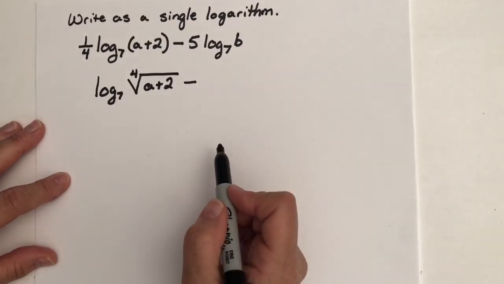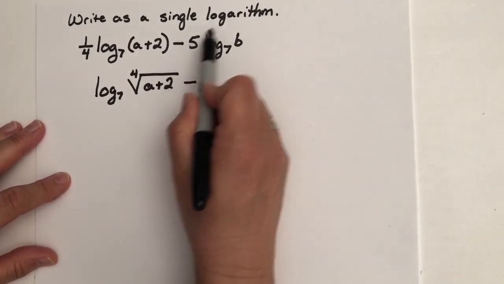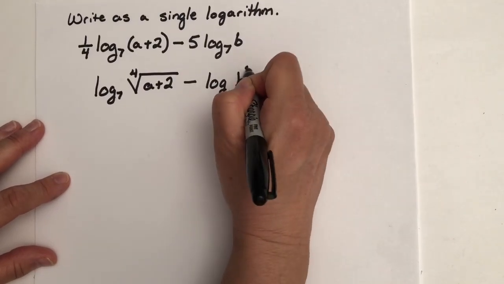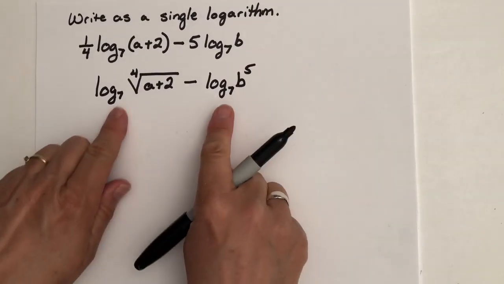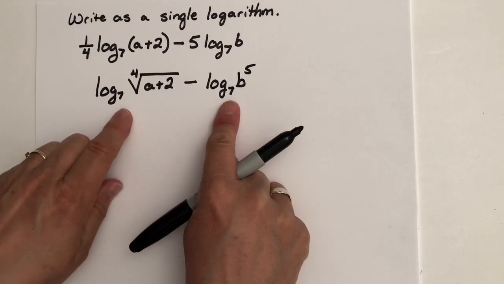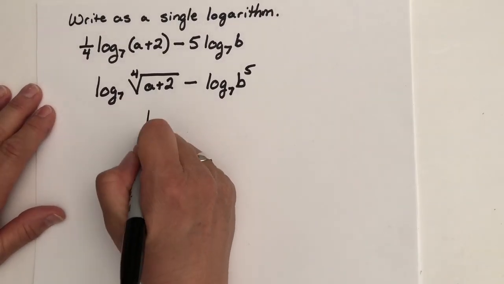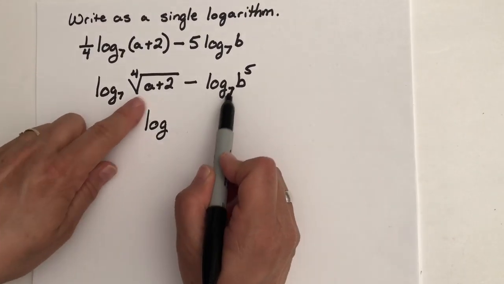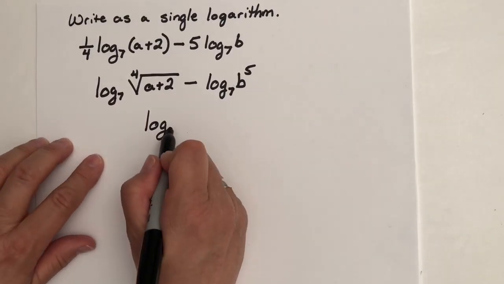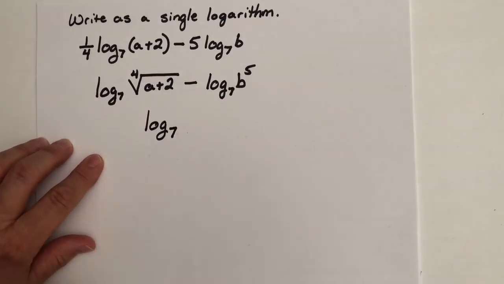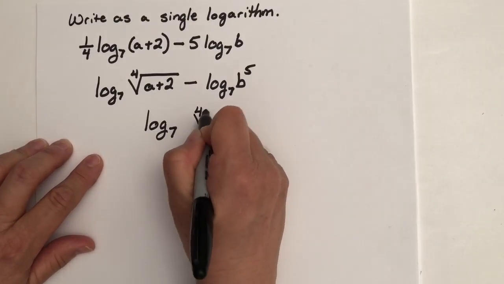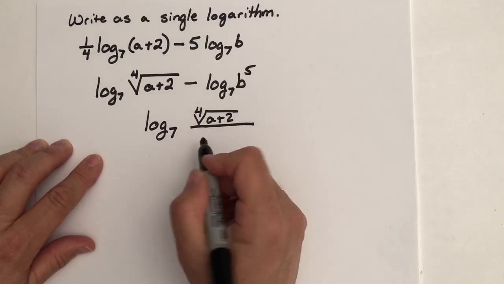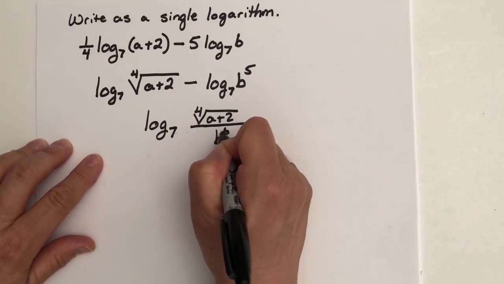Minus, and now my coefficient here of 5 is going up as my exponent, log of b to the 5th, keeping my base the same. Notice I do have the same base on each of these. So I have a difference between 2 logs, so make sure I write it as the log of the quotient. Oop, I almost left off the base. The base is 7. I have a quotient of the 4th root of a plus 2 divided by b to the 5th power.